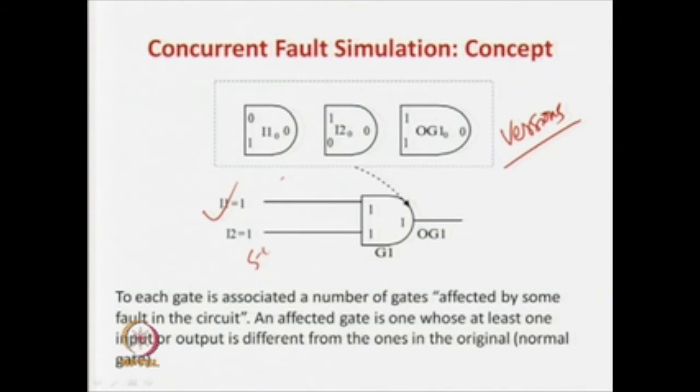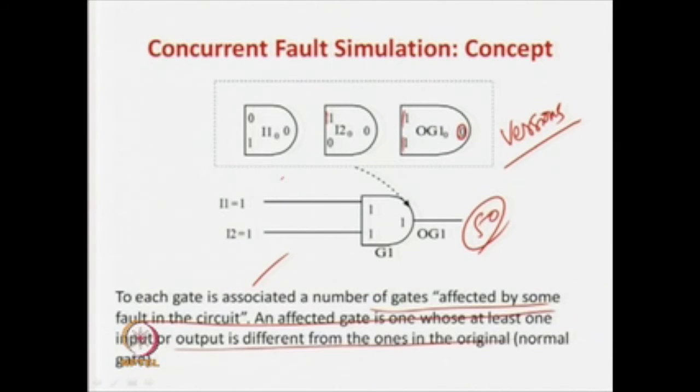Now, the stuck at 0 fault can be here. So, this is the case, it is a 1 0 because this net is stuck at 0, the output is obviously 0. So, this is another version of this gate when there is a stuck at 0 fault at this net. Similarly, there can also be a stuck at 0 at this point. So, this version is a 1 1 and the output is 0. So, for each gate you attach some gates in the circuit which are affected by at least some fault.